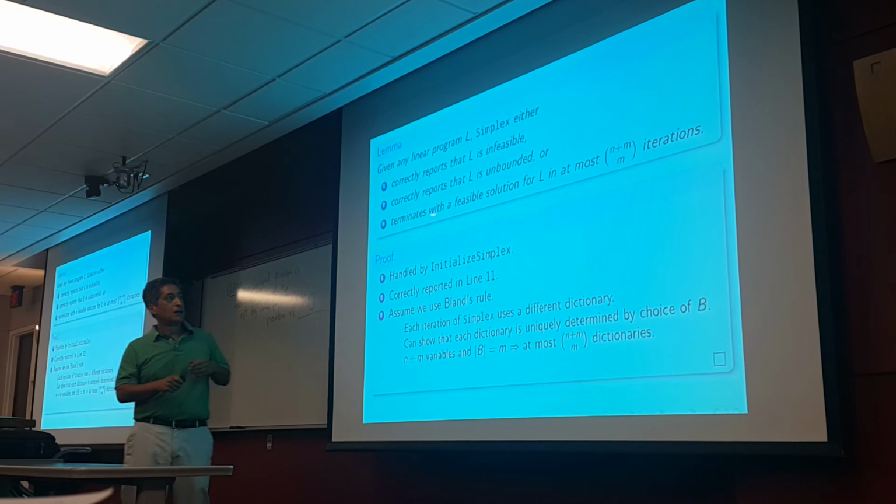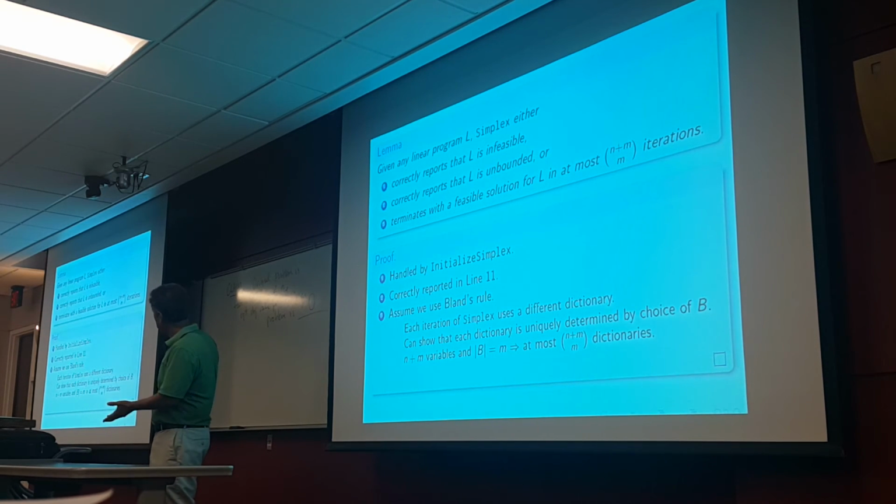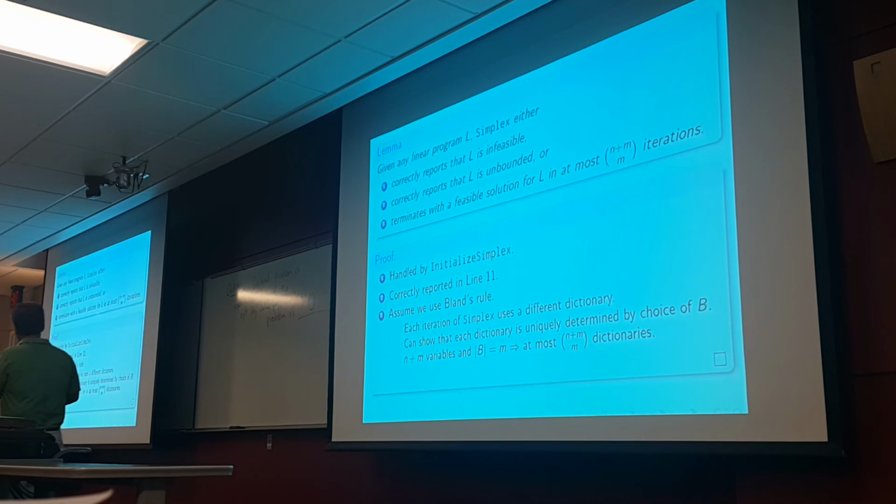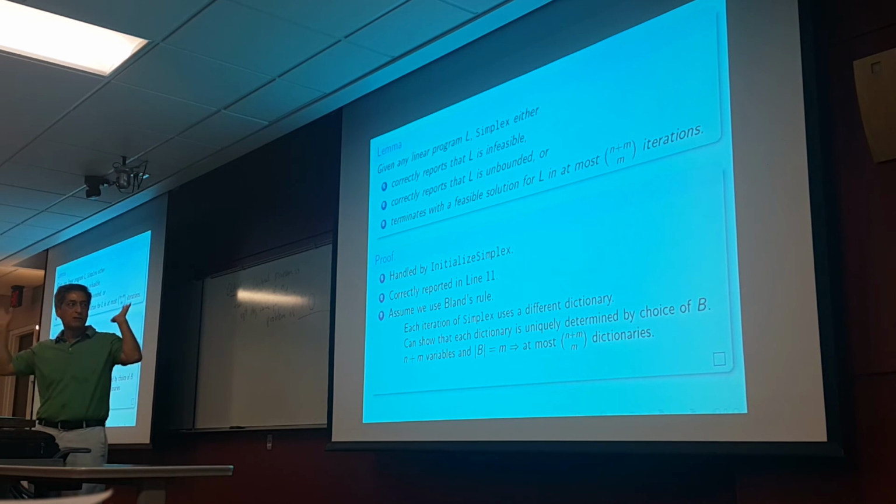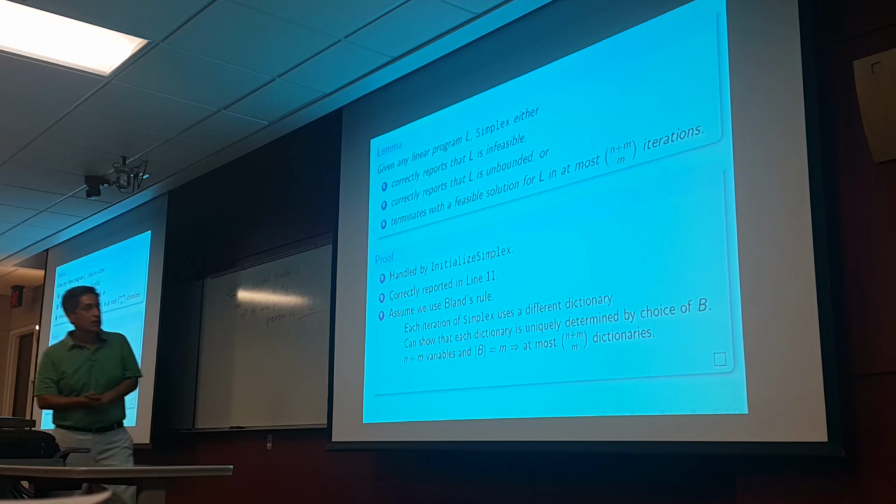The case of infeasibility is guaranteed by the initialize simplex method. It checks if the problem is feasible by setting up the auxiliary problem and seeing if that has an optimum value of 0. Checking for unboundedness is done at line 11, where you check if there's no constraint that binds your entering variable, then of course your linear program is going to go forever. You can increase the objective value by any amount you want.